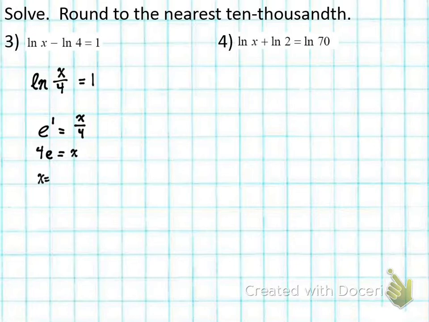So x is equal to 10.8731. Looking at tens, hundreds, thousands, 10,000s. So we got 10.8731.